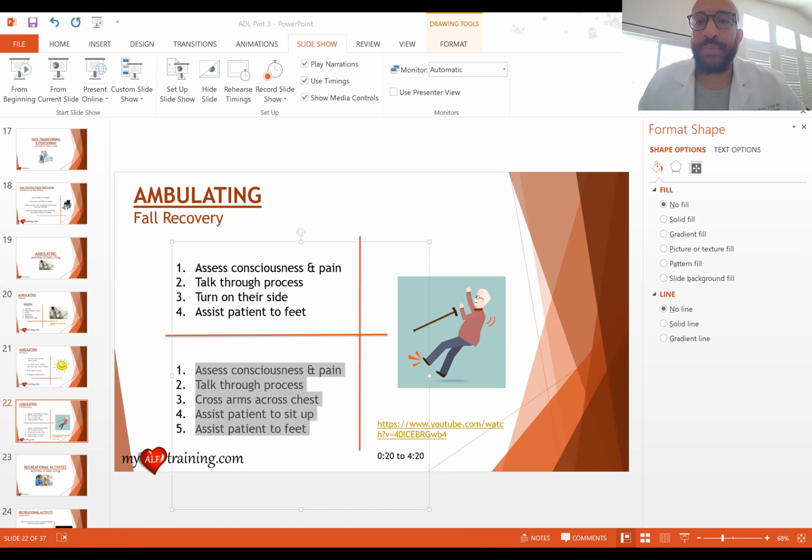So just like that, he was able to pull the patient up. Now, this method isn't something everyone can do.